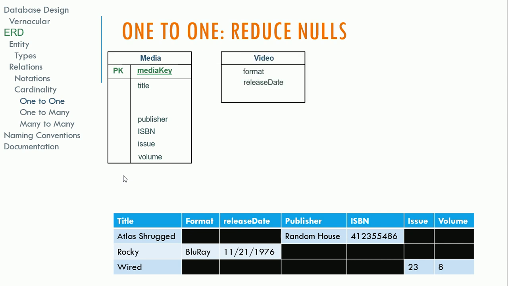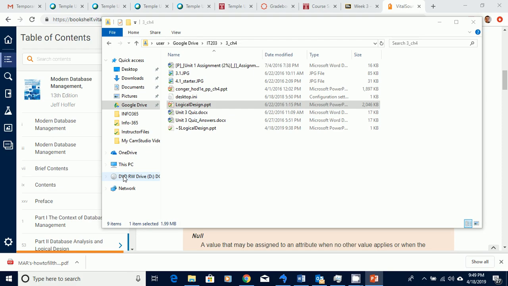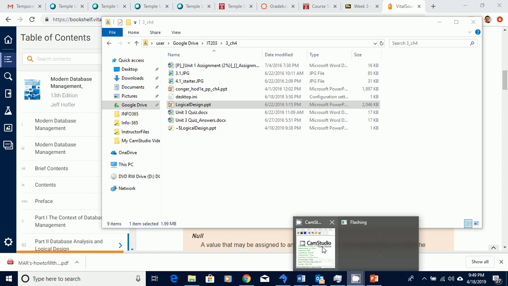So for example, we'll create a video table that shows the format and release date. And then we'll create a book table for the publisher and the ISBN. And then we'll create a magazine table for the issue and the volume, because only magazines have an issue and a volume.